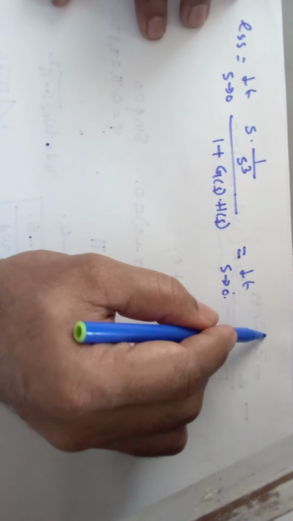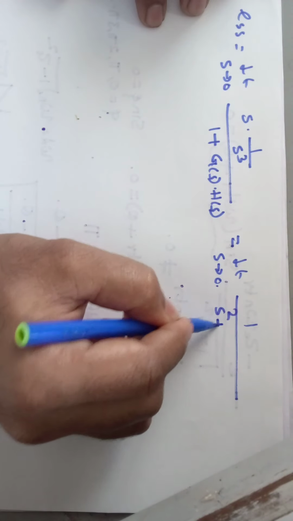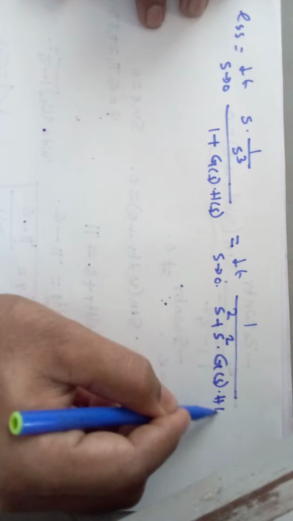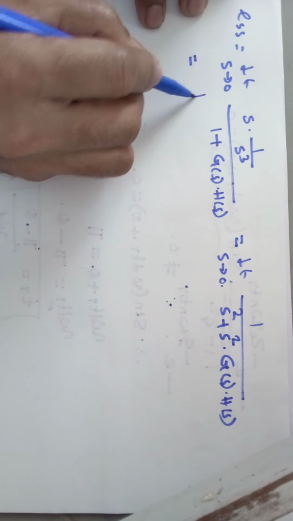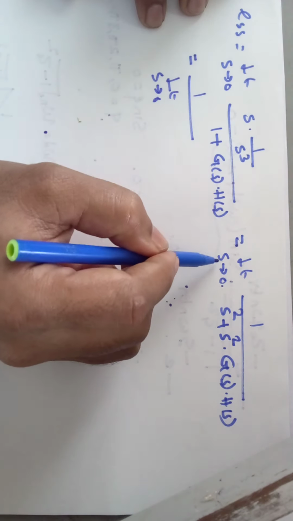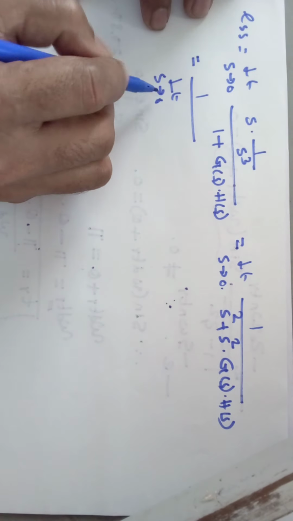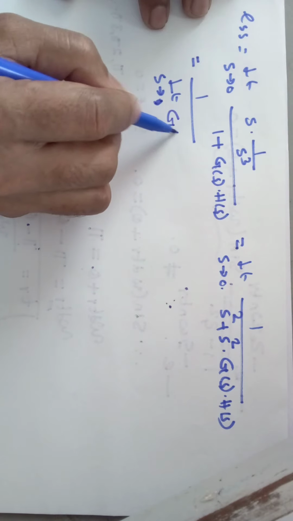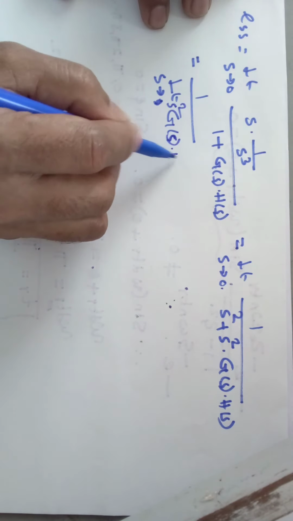Or we can write this as limit s tends to 0 of 1 divided by (s square plus s square into G(s) into H(s)). Or we can write this as 1 by limit s tends to 0, because once you substitute s equal to 0 here, this term will be equal to 0. Therefore the remaining term is limit s tends to 0 of s square into G(s) into H(s).